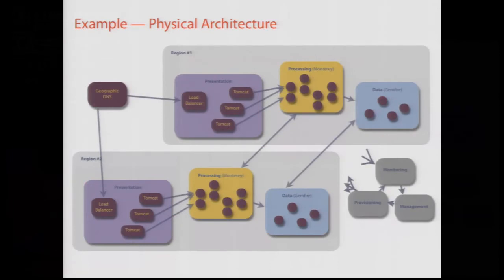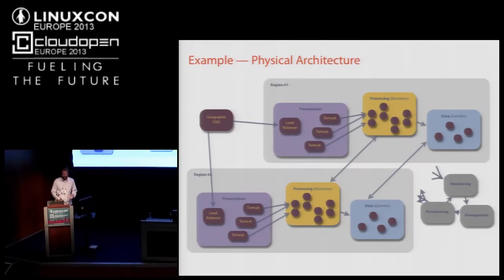So to kind of move on from the marketing and get to more of a physical architecture, looking at quite a complex application. This is a multi-tier app with a presentation layer, there's a processing layer, and then a distributed data store sitting at the back end, fronted by a GSLB DNS service in the front. A lot of applications will look something like this, running across two regions.